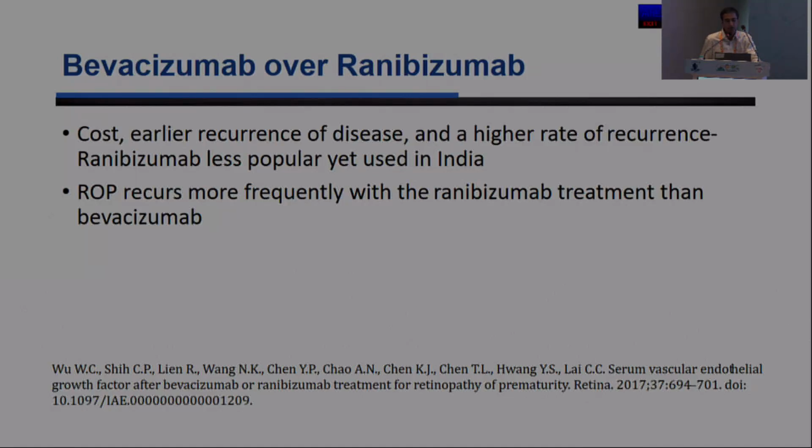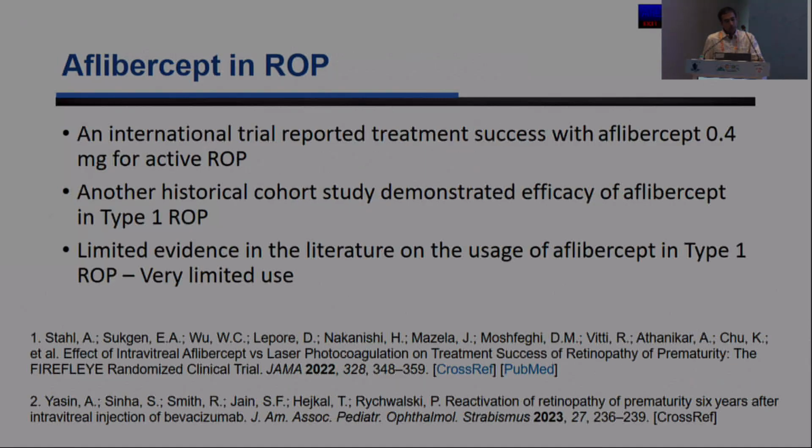ROP recurs more frequently with ranibizumab treatment. It was observed that about 40% recurrence in anterior zone 2 was noted with ranibizumab. However, when bevacizumab was given, about 10% of the babies had recurrence in zone 2, and about 2 disc diameters of persistent avascular retina was observed in less than 10% of babies who were given bevacizumab. Aflibercept is still of very limited use.